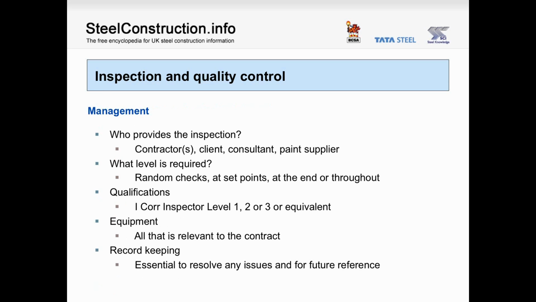So who provides the inspection? Those responsible and the level of inspection should be identified at the start of the contract and their role clearly defined. A plan for inspection will determine the relevant qualification and equipment needed for the exercise. A comprehensive set of records will help to resolve any issues that may arise.